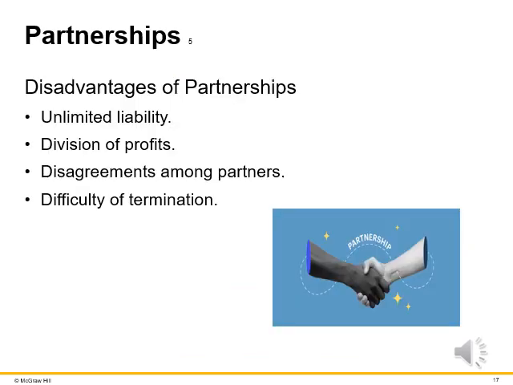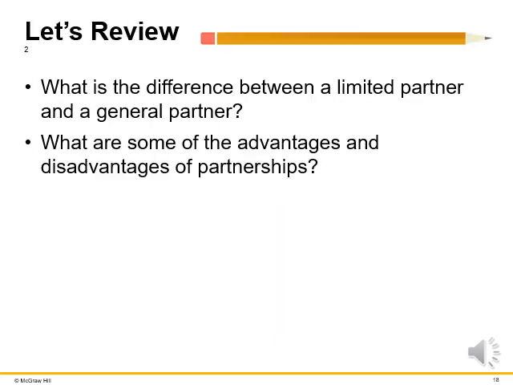Like a sole proprietorship, a partnership has some serious disadvantages, such as unlimited liability, division of profits, disagreements among partners, and difficulty of terminating the partnership. Let's review. A general partner is an owner who has unlimited liability and can be active in managing the firm. A limited partner is an owner who invests money in the business but does not have any management responsibility or liability for losses beyond his or her investment.